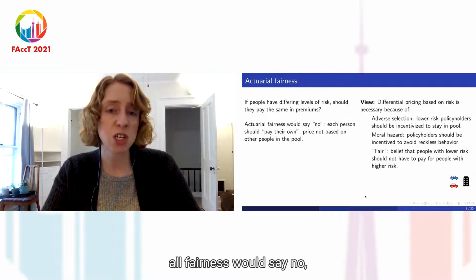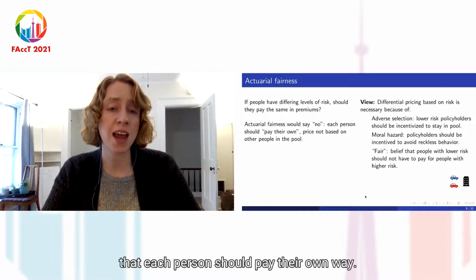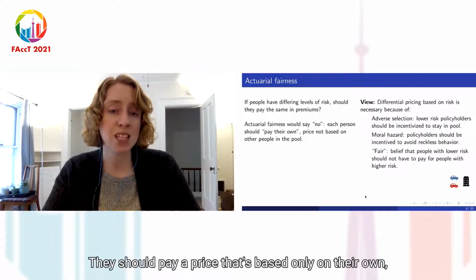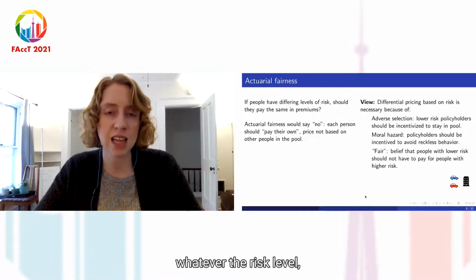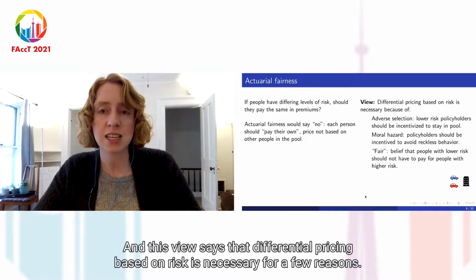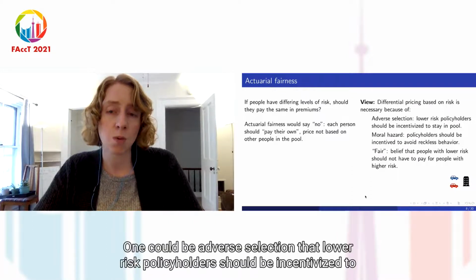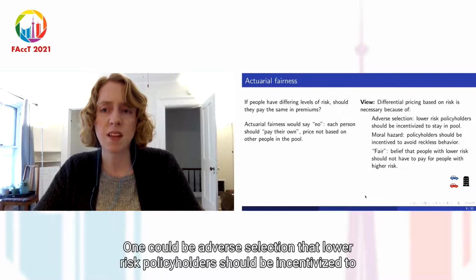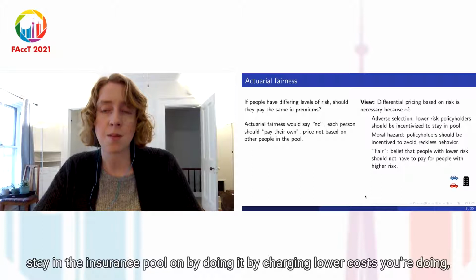So actuarial fairness would say no, that each person should pay their own way. They should pay a price that's based only on their own risk level, not on the presence or absence of other people in the insurance pool. And this view says that differential pricing based on risk is necessary for a few reasons. One could be adverse selection, that lower risk policyholders should be incentivized to stay in the insurance pool, and by charging lower costs, you're doing so.